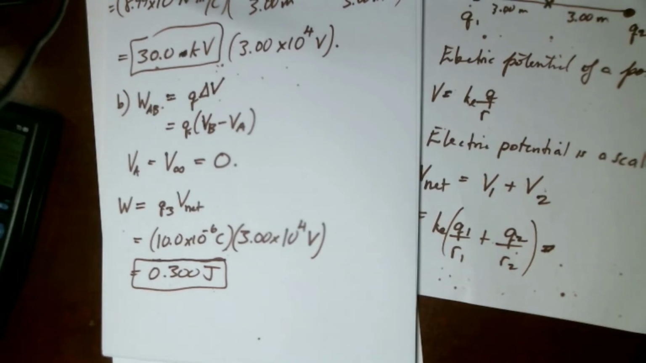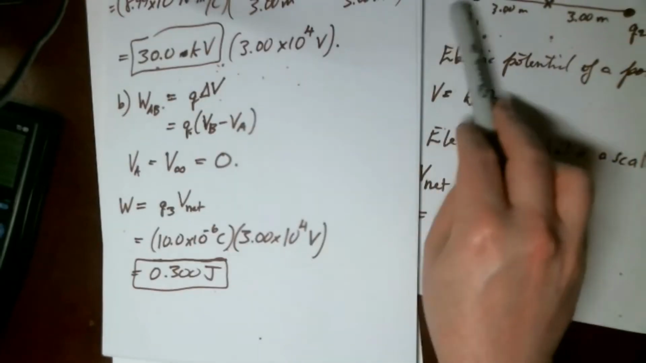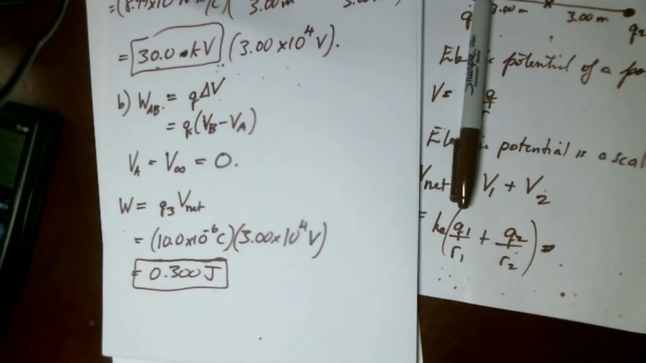So what happens if we release it? We have to do work. We have to expend energy to move it to that point. So if we release it, the whole system's just going to fly apart because all of these charges are positive. They're all going to repel each other. So in another sense, this 0.3 joules of work we're doing is the amount of energy we need to expend to not only move it there, but also keep it there against the repulsion of the other two charges.